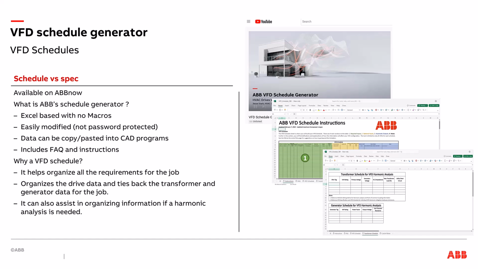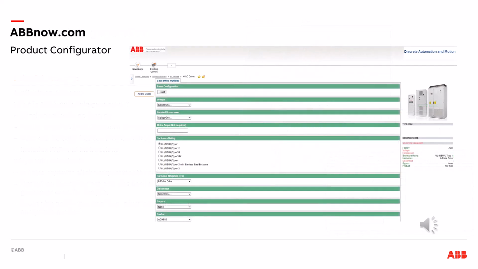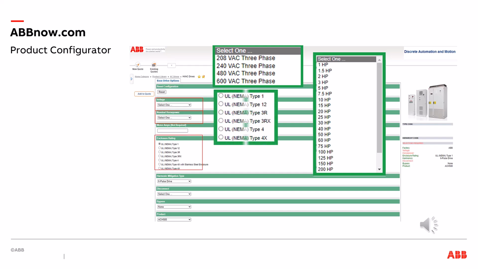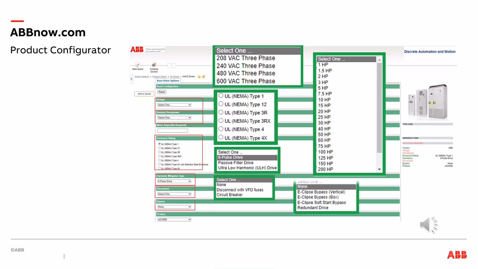We also have the product configurator out on ABB Now. Now this particular tool is quite robust. As you go through, you select your voltage, you select your nominal horsepower, you can select your enclosure rating, what type of harmonic mitigation you may need. You select your disconnect type.